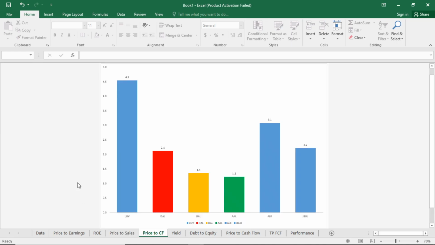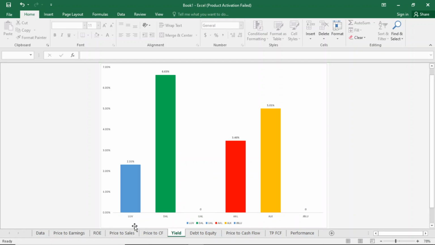And then what is the price to cash flow? So we want to pay the least amount of price for the most amount of cash flow. And when we do that, we again get American, United, and Delta. So clearly, the focus is on the top three airlines: American, United, and Delta. And then from a yield perspective, it's pretty cool that we'd be getting a dividend of 6.3 from Delta. Alaska is number two, and then it's American.